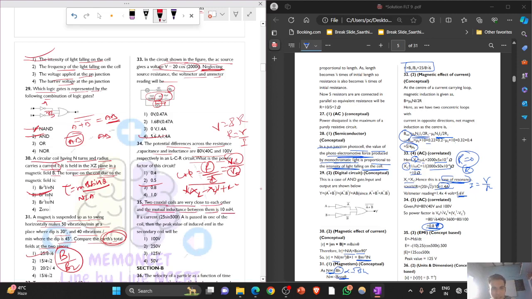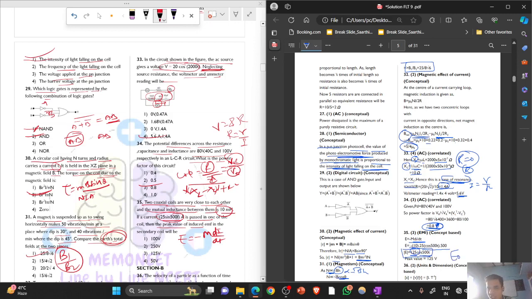Two coaxial coils are very close to each other and the mutual inductance between them is 10 milli Henry. If the current is this passing, then it is just asking about the peak value. You know EMF equals minus M di by dt. Putting the values, the current function is given, your M is given. Just put the values in the formula, M is this, di by dt, and calculate it out. In magnitude it comes out to 125 cos 580.